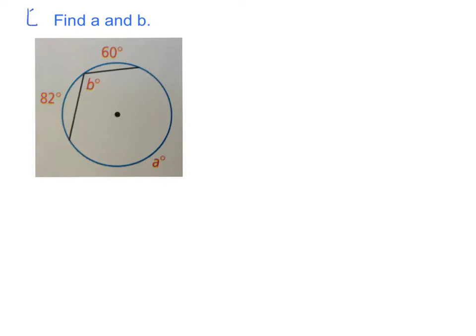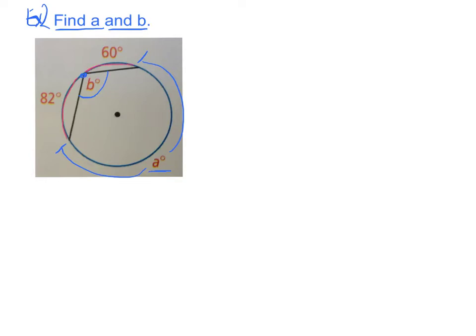Now for example 2. Now they're asking us to find A and B. Okay. A is an arc and B is an angle. It's not a central angle, it's an inscribed angle. And right off the bat, I know that the relationship is that this angle is half of this entire arc right here. The arc that goes from here to here. But I don't know either of those measurements. What I do know is this part and this part of the circle.